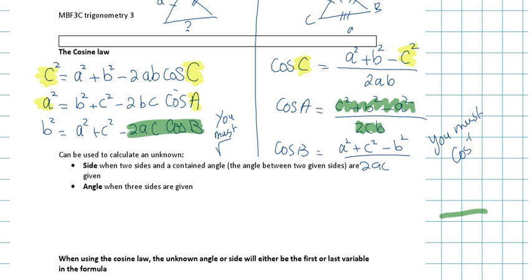Okay. So, the first part of the formula is used when we are finding sides and when we are given two sides and the contained angle. Right? The second set of formulas are used when we're looking for an angle and we are given all three sides. Are you guys okay with that? Okay.